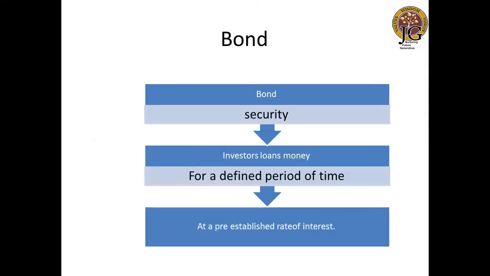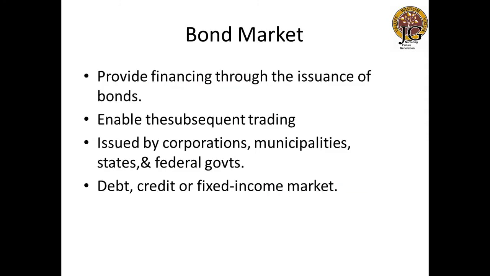The next is bond market. Before going to the bond market, let us know what is bond. Bond is a security. Investors loan money for a defined period of time and at a pre-established rate of interest. Bond market provides financing through the issuance of bonds and enables the subsequent trading of bonds issued by corporations, municipalities, states, and federal governments. It is also called the debt, credit, or fixed income market.